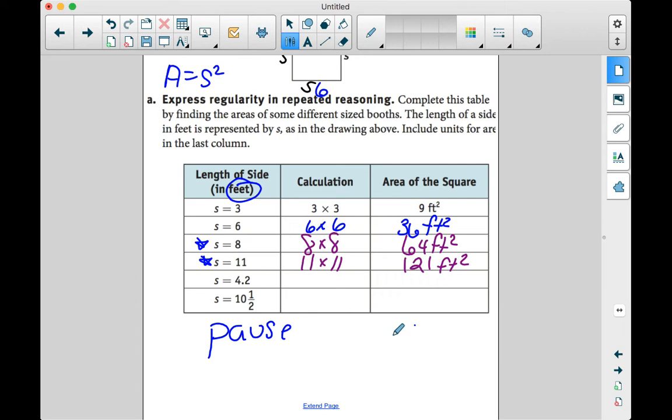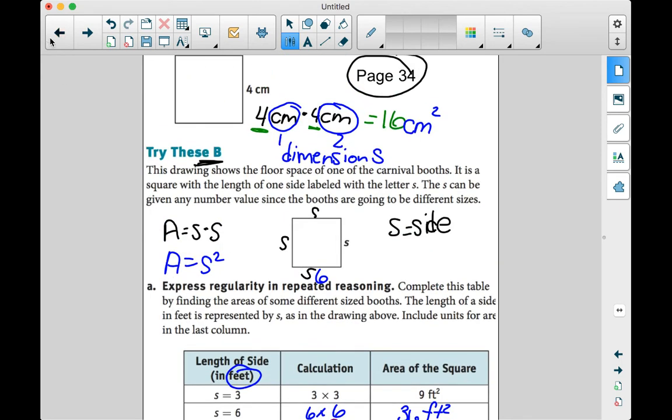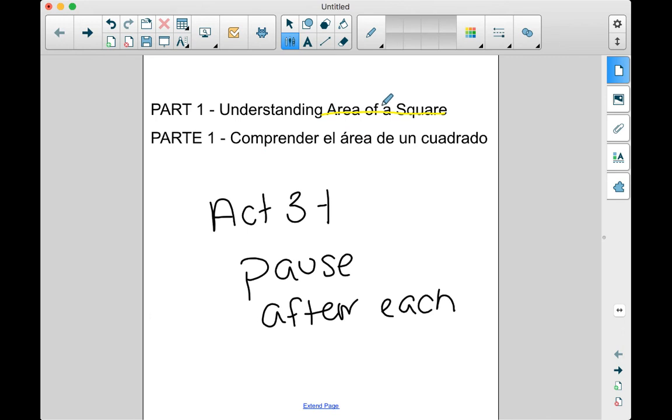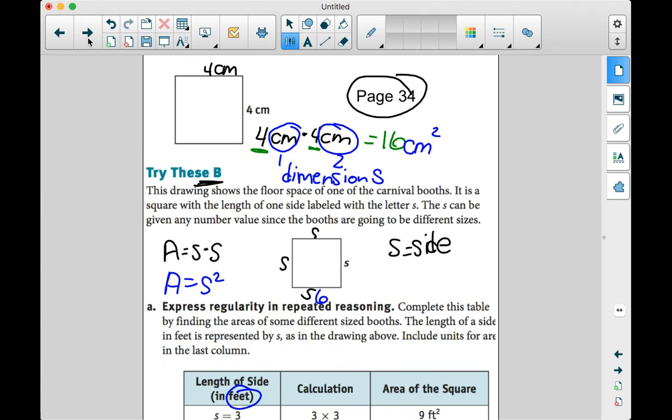All right, so this is what you should have after doing it. You should have gotten 64 feet squared, and the units are important, and 121 feet squared. Okay, great. So we just talked about understanding the area of a square. The area of a square equals that side squared. If you have a question, make sure you raise your hand as we go through this.